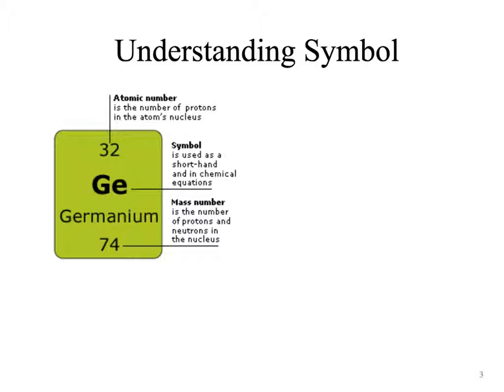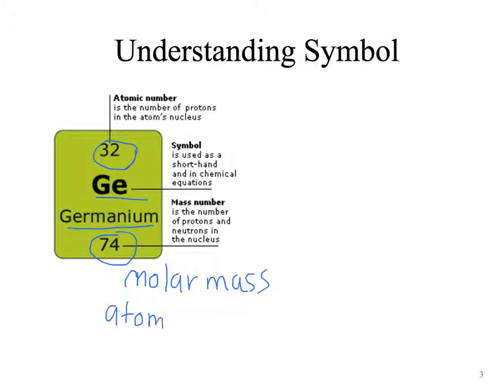So I want to take some time to understand the symbol on our periodic table. The first number here is our atomic number. This is our symbol for germanium, G, capital G, lowercase e. Germanium is our element's name, and our last number here is our mass number. Mass number is also synonymous to molar mass, also atomic mass units.